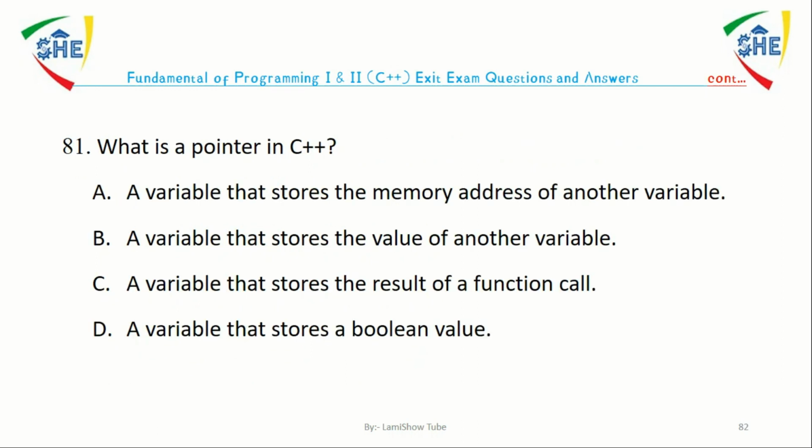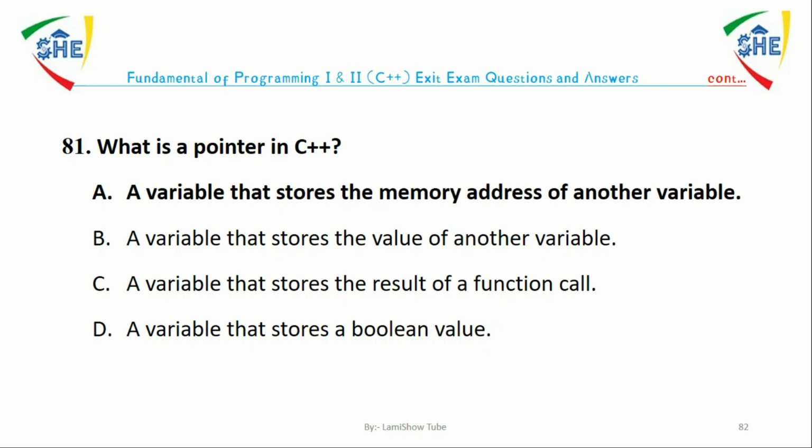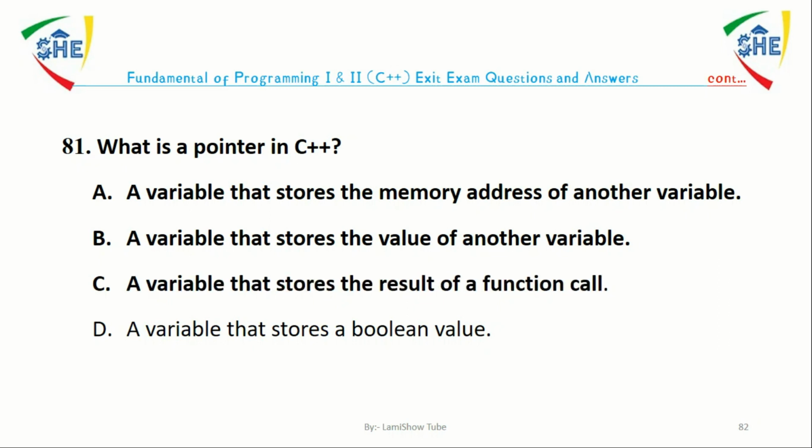Question number 81. What is a pointer in C++? A variable that stores the memory address of another variable, a variable that stores the value of another variable, a variable that stores the result of a function call, a variable that stores a boolean value. The answer is A. A pointer in C++ is a variable that stores the memory address of another variable.